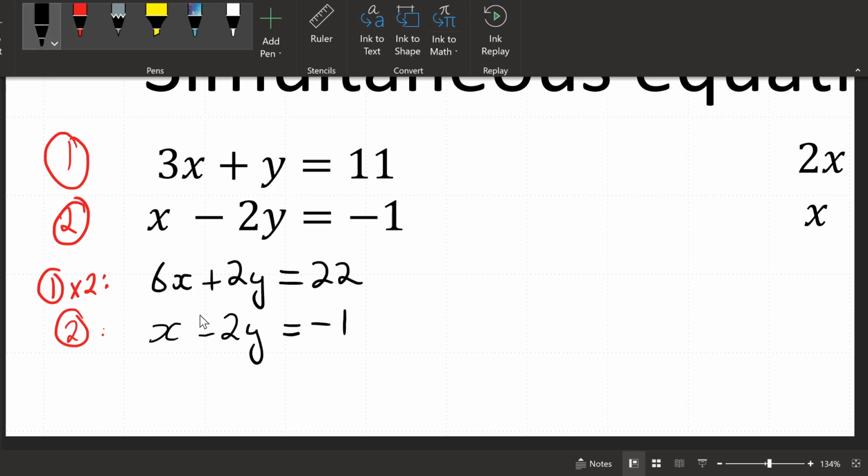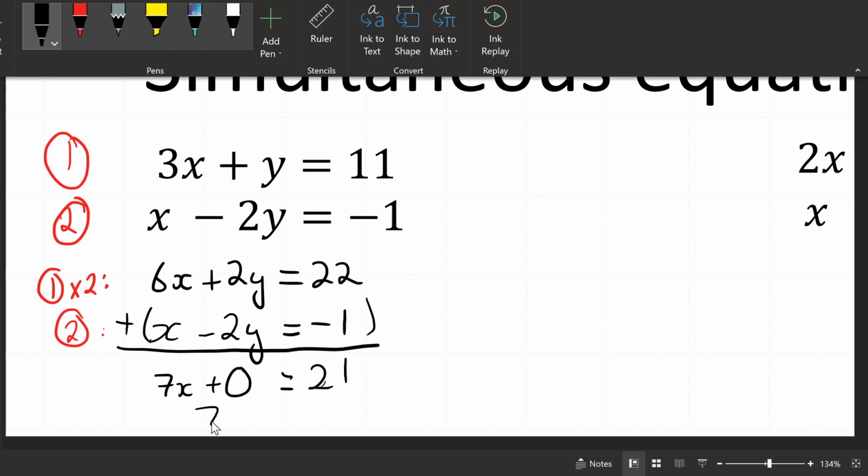And now we're going to look at the signs, okay? So first we multiply so that we have the same coefficients. Then we look at the signs. These have different signs, so we know we just need to add them, don't we? So we add these equations together. So 6x plus x, that's 7x. 2y plus negative 2y, that's 0. And 22 plus negative 1 is 21. So 7x equals 21.